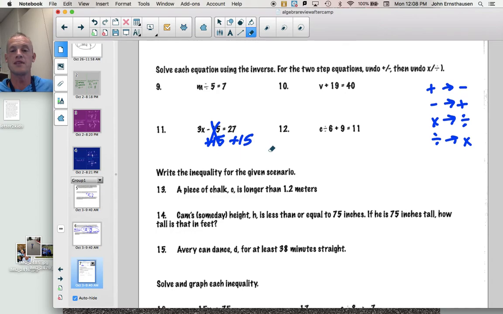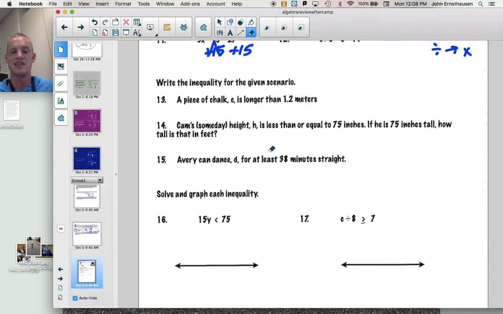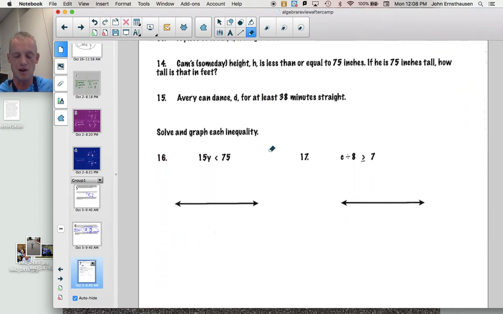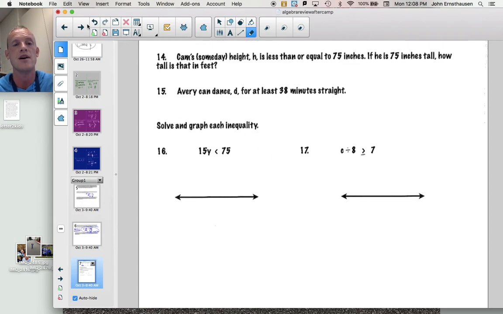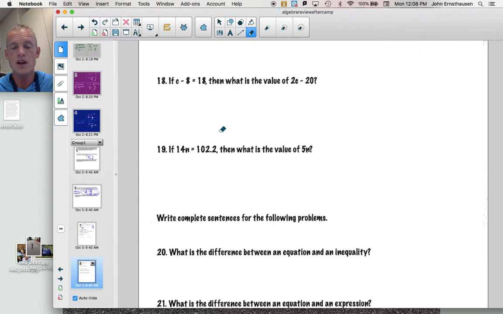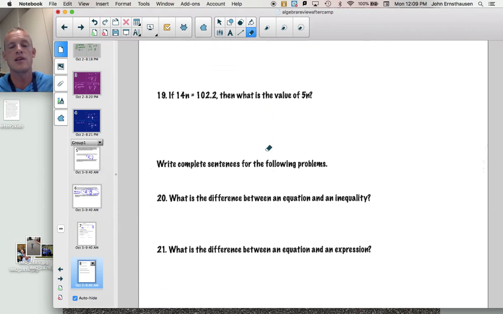13, 14, and 15 are everybody's favorite, the inequalities. 16 and 17, you have to solve. When you solve, you need to make sure you're doing the inverse. So we need to get y alone, then graph. Solve first with the inverse, then graph. On the back are some of these combo problems. If c minus 8 equals 18, then what is the value of 2 times c minus 20? Please solve for c, then substitute it into the expression. Same thing for 19. And 20 and 21, I'd like you to write a sentence to answer those.